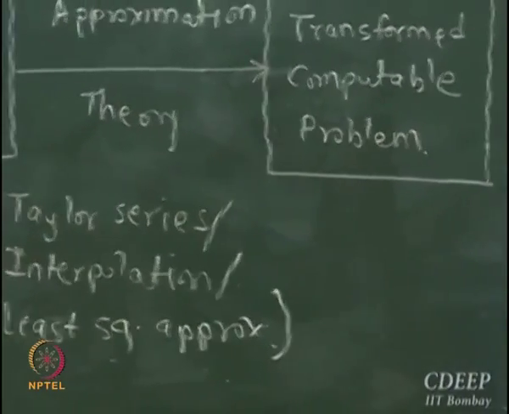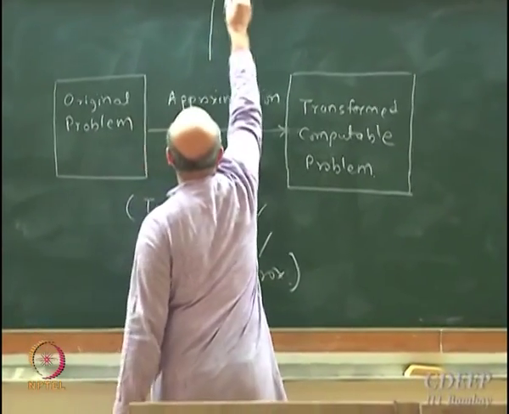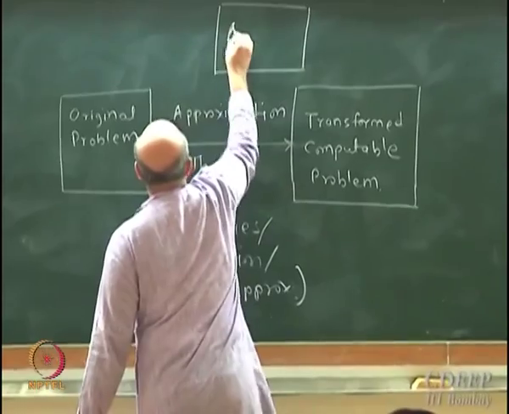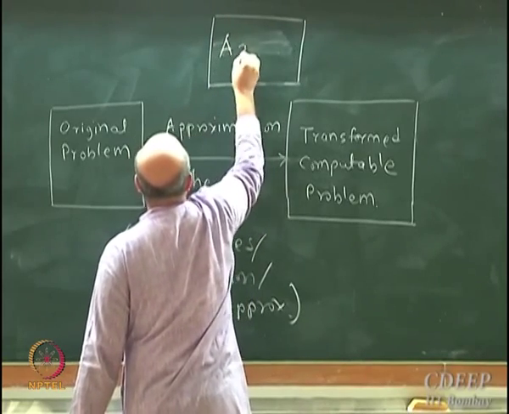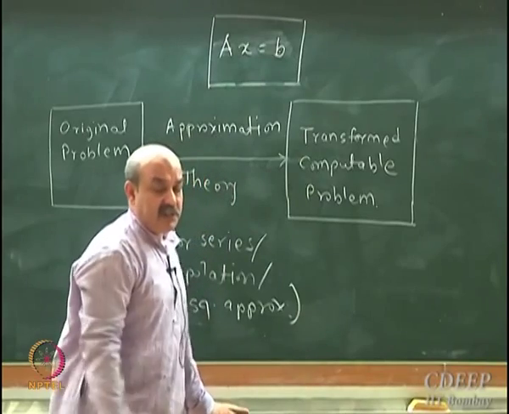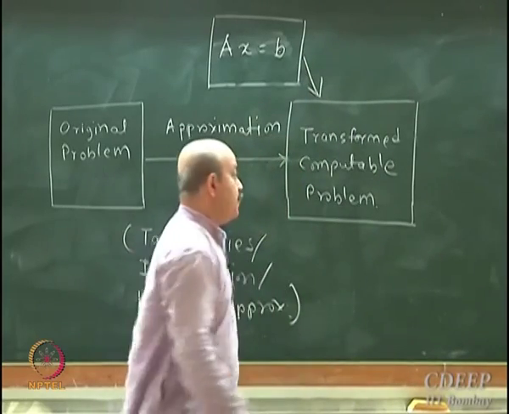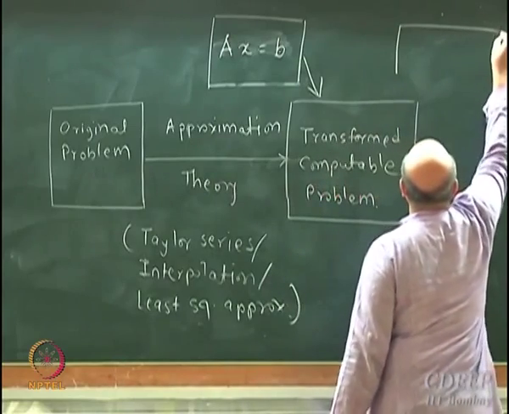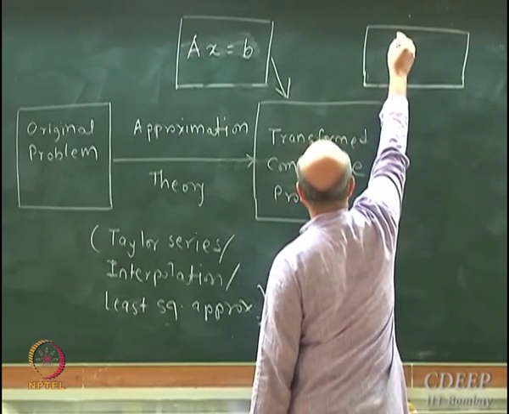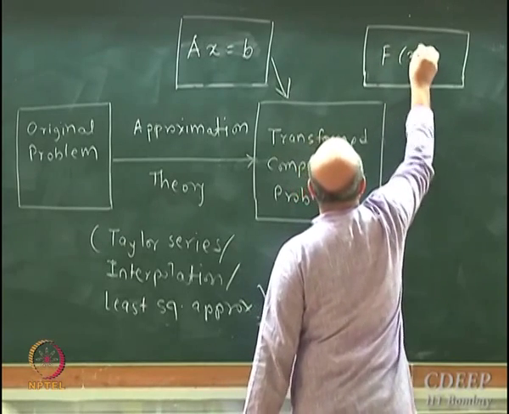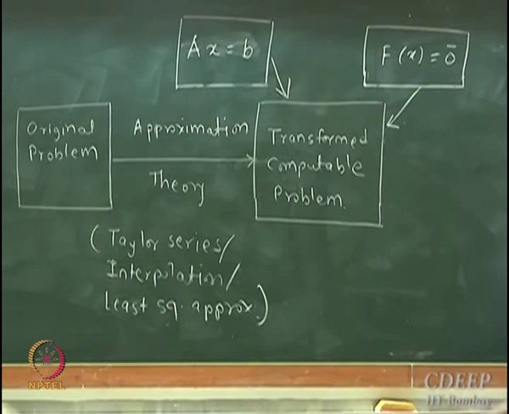The next thing is to look at the tools. I'm going to talk about three different tools. Ax equal to b. I would put this as solving linear algebraic equations. This is one of the fundamental tools that we are going to use. This tool will be used to attack this problem. The other tool that I am interested in is actually solving f of x equal to 0. So this is another tool which is used to solve the transformed problem.